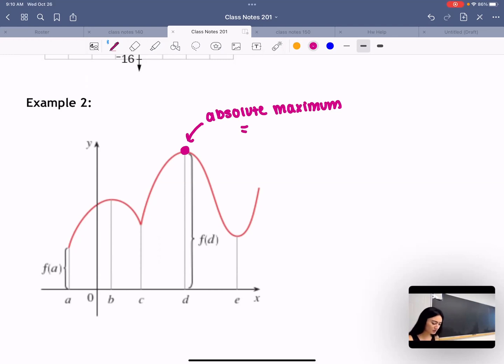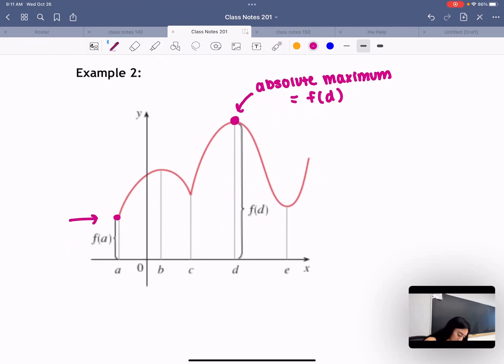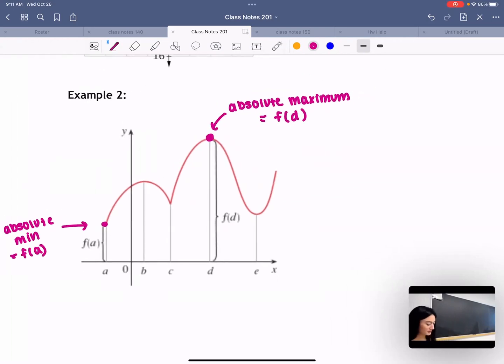Okay, and how can I say that in terms of a number? f of d, right? f of d is how high the function goes at x equals d. So our absolute maximum here is f of d. Okay, what's the absolute minimum? f of a, right? That's how low the function goes. So this is the absolute minimum. But there's a lot of other stuff going on here, right? There's a lot of curves, a lot of peaks, a lot of valleys here. I want to put some names on other things as well.